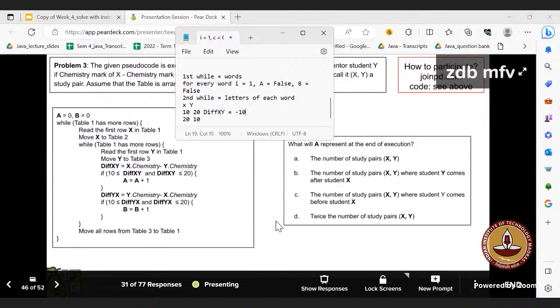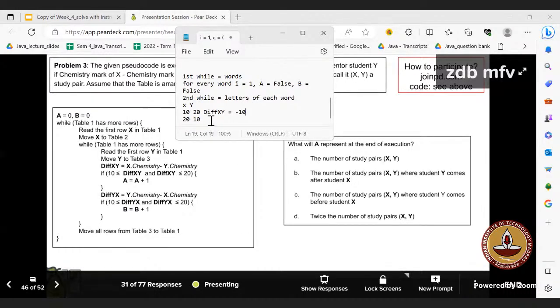And difference xy is less than or equal to 20? No, both conditions are not satisfied. So that's why this is incorrect. Okay, you won't count that as a pair. But what happens if 20 comes first and 10 comes later?